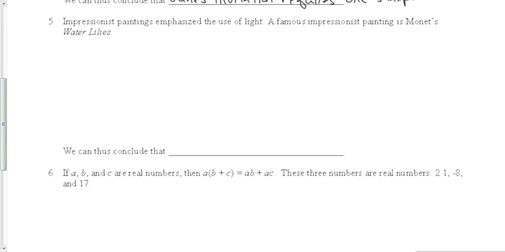So for number 5, we have impressionist paintings emphasize the use of light. Let me reword that because there's no all, there's no some, there's no if-then in there. What that really means is all impressionist paintings emphasize the use of light. So that's the first step. That's my Venn diagram, and I know all of impressionist paintings. So my impressionist paintings will be on the inside of my Venn diagram, and emphasize the use of light will be my big circle on the outside of my Venn diagram. So I have impressionist painting.